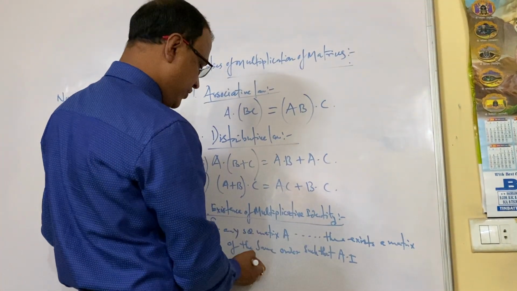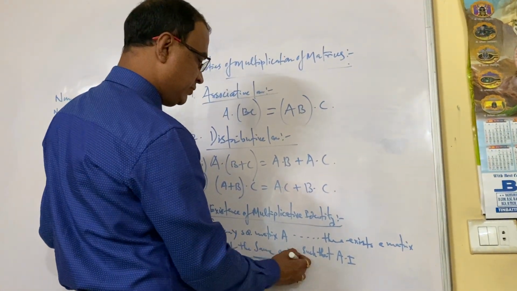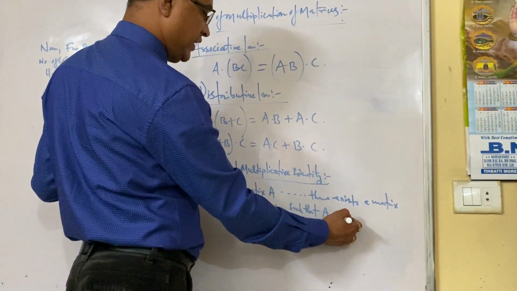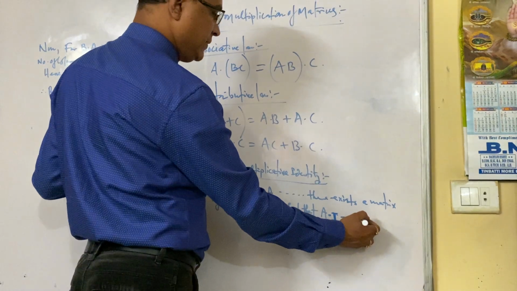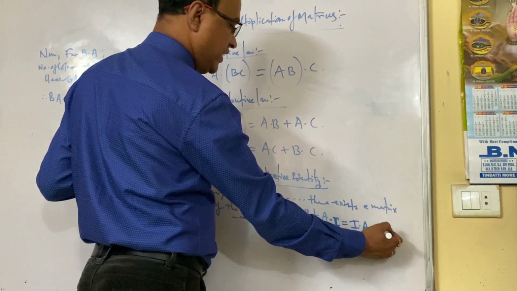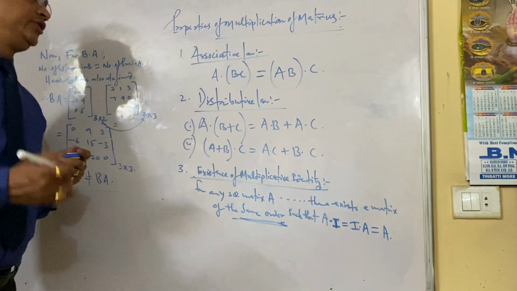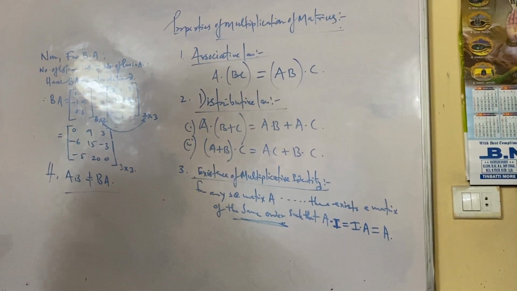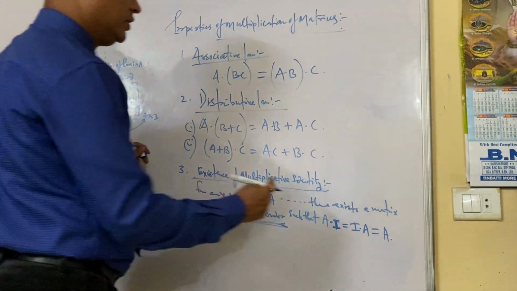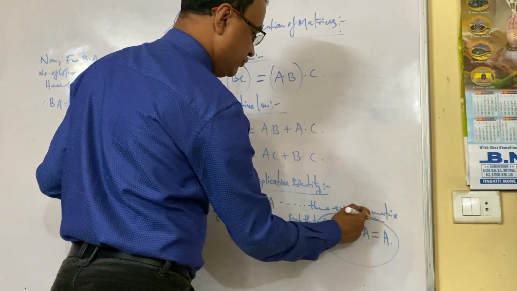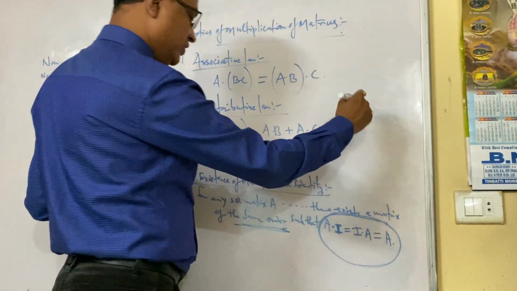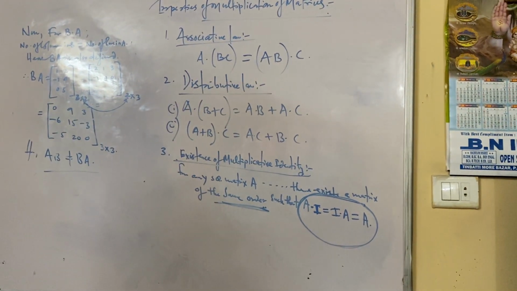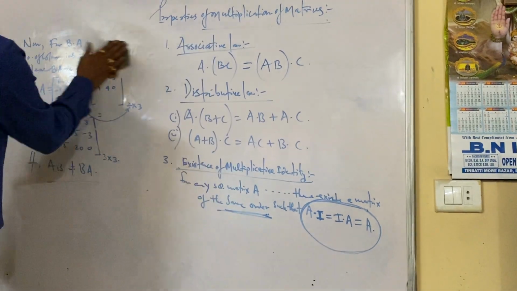So there exists a matrix of the same order such that if you multiply the matrix by the identity matrix, A into I, or multiply the identity by the matrix, we get the matrix itself. So A into I is equal to I into A, which is equal to A. This is one of the important properties which we use in elementary operations for getting the inverse of a matrix.